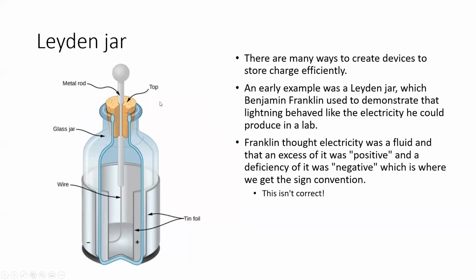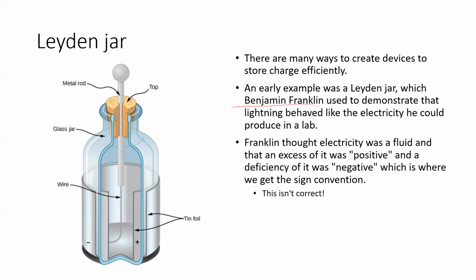So once people knew about charge, they wanted to study how to create and store charge in an efficient way. And they discovered through many years of research that you can store charge in a bunch of devices. One that was used early on was the Leyden jar. And this was used in particular by Benjamin Franklin.